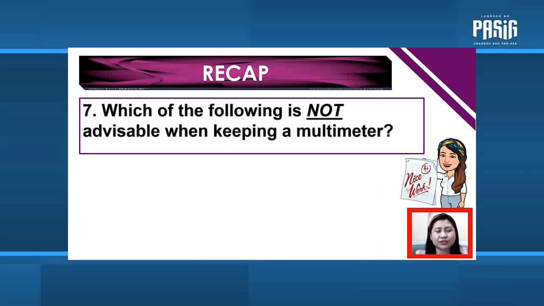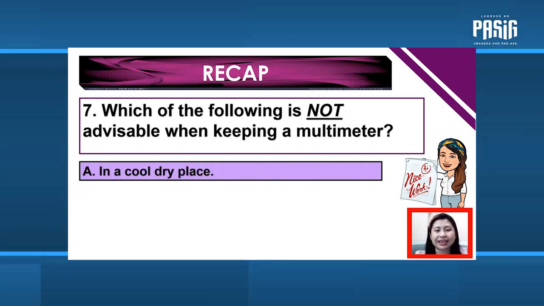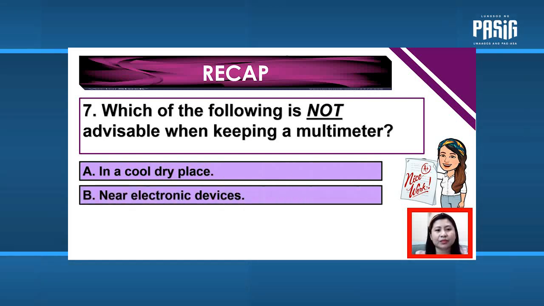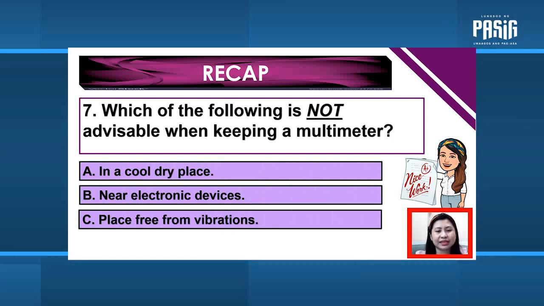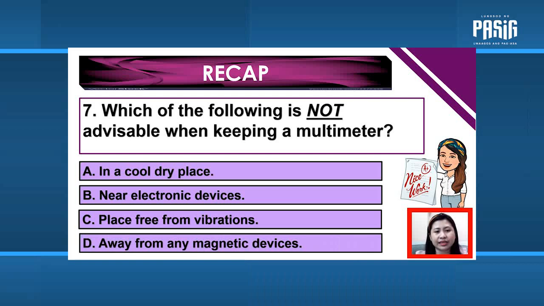7. Which of the following is not advisable when keeping a multimeter? A. In a cold, dry place. B. Near electronic devices. C. Place free from vibrations. Or D. Away from any magnetic devices.